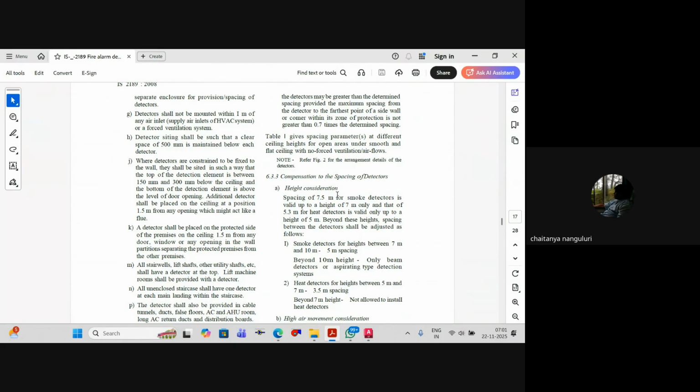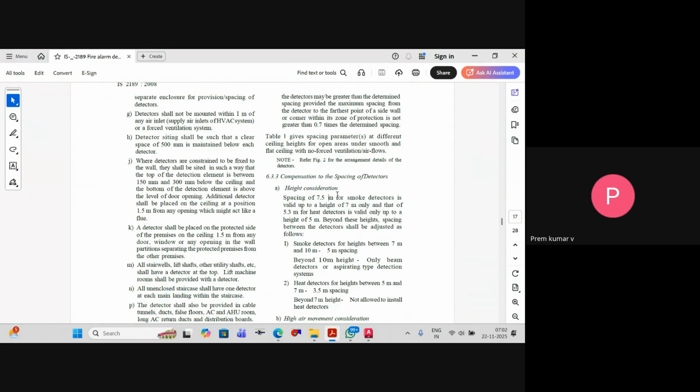If the design is as per NFPA, then you will not have this particular rule. Only the distance between the ceiling and the air velocities will come into the picture there. Am I clear? Yes, sir. And valid up to a height of 5 meters. One more thing: for heat detectors you will have only 5.3 meters, valid up to a height of 5 meters. So heat detectors you will install only up to a height of 5 meters, and the maximum distance between two detectors will only be 5.3 meters. Understood?